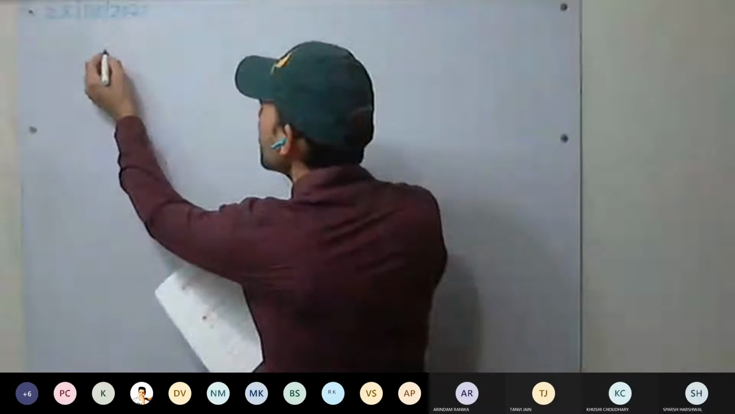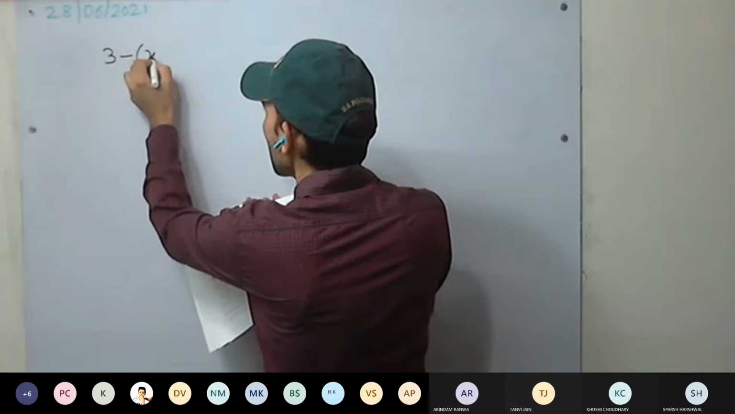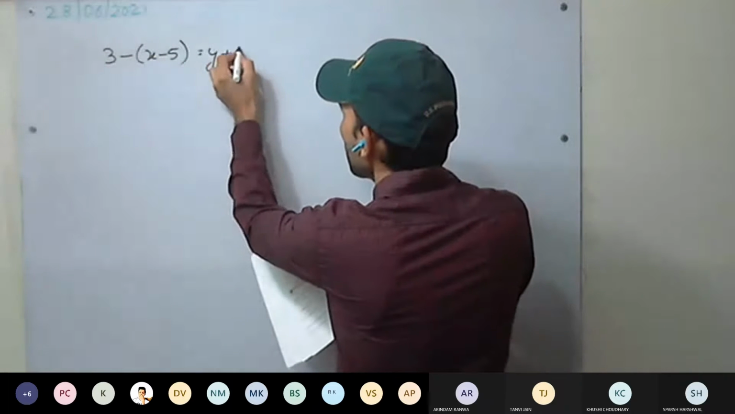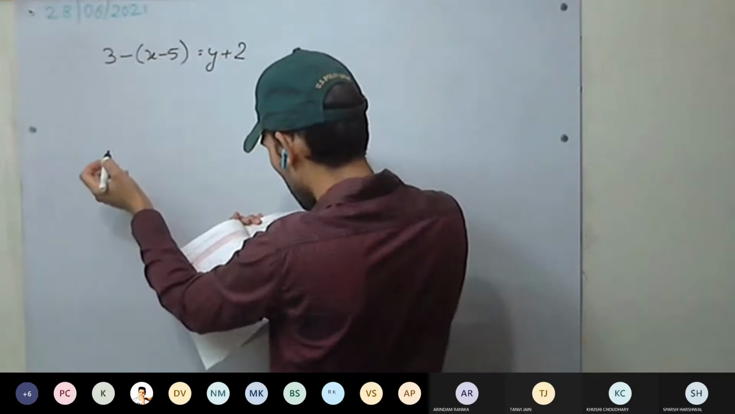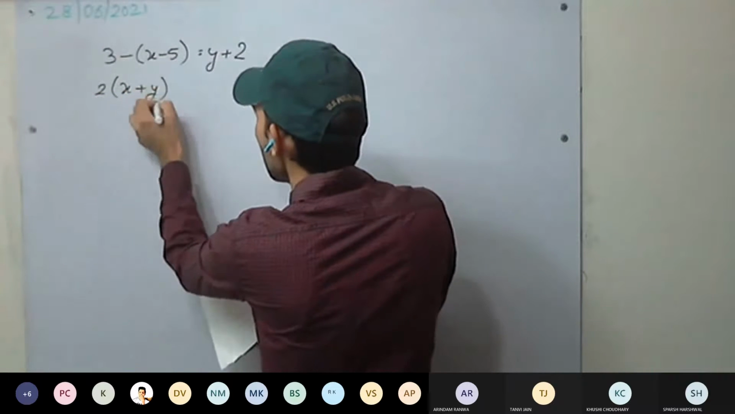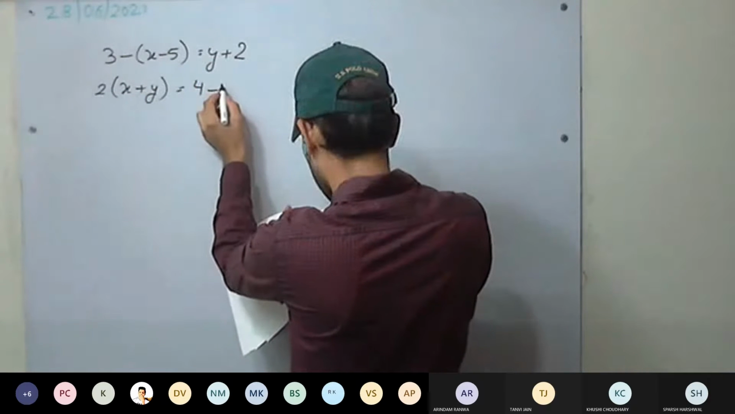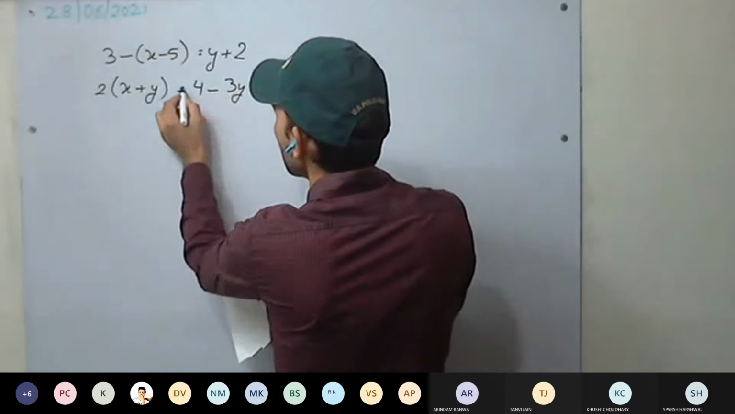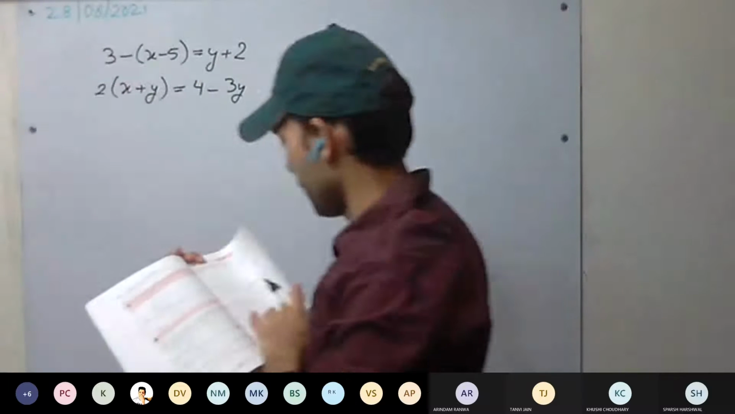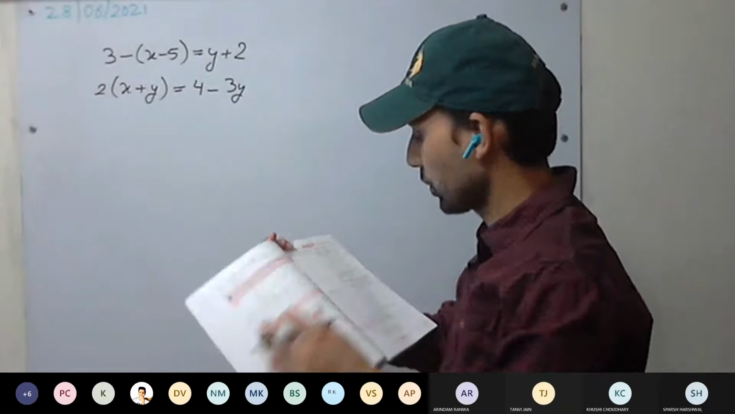3 minus x minus 5 equal to y plus 2. Okay, the second equation is 2 into x plus y equal to 4 minus 3y. These are the equations.